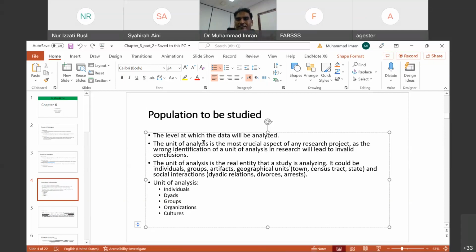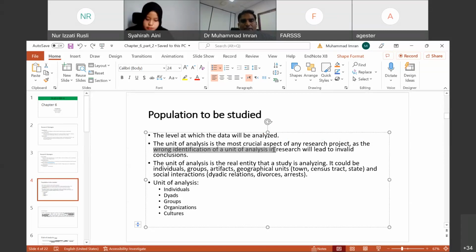Who will be the unit of analysis? I mean, what kind of respondent we have to take for the data collection? Wait for more explanation. The level at which data will be analyzed is called the unit of analysis. The unit of analysis is the most crucial aspect of any research project, as the wrong identification of the unit of analysis in research will lead to invalid conclusions.